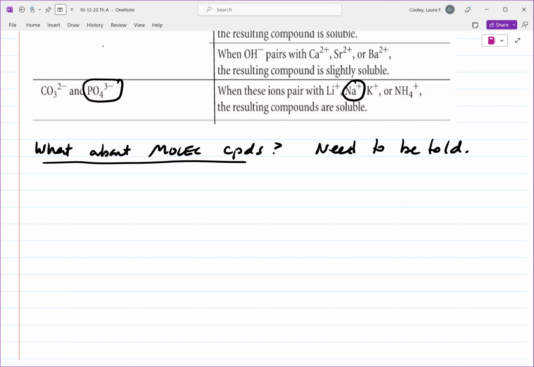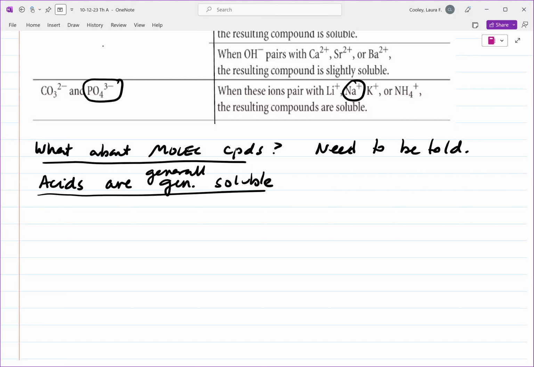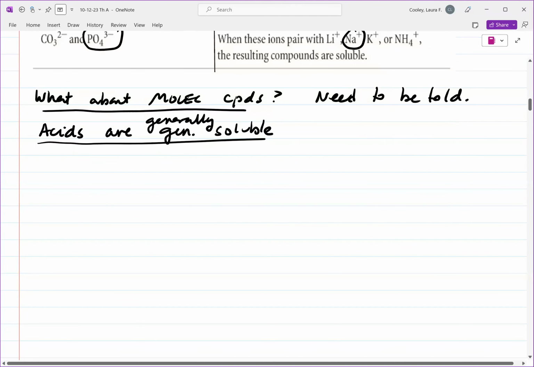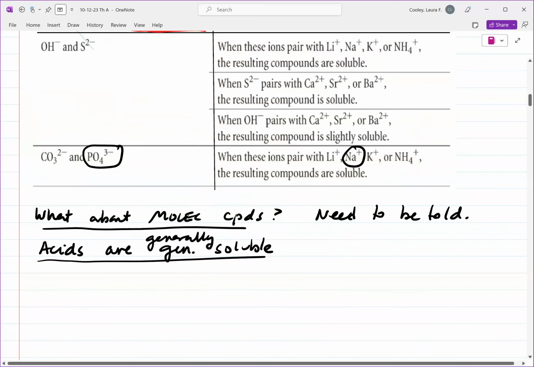It has to do with the attractions of that molecule to water and the attractions of the molecules to each other in the compound. And that's a big unit, like I said, in Chem 104. So right now you need to be told, and I'm telling you, that acids are generally soluble. I don't know of any exceptions that you'll come across this semester. So when you see an acid, you could write aq. That's what you write next to something that's soluble.